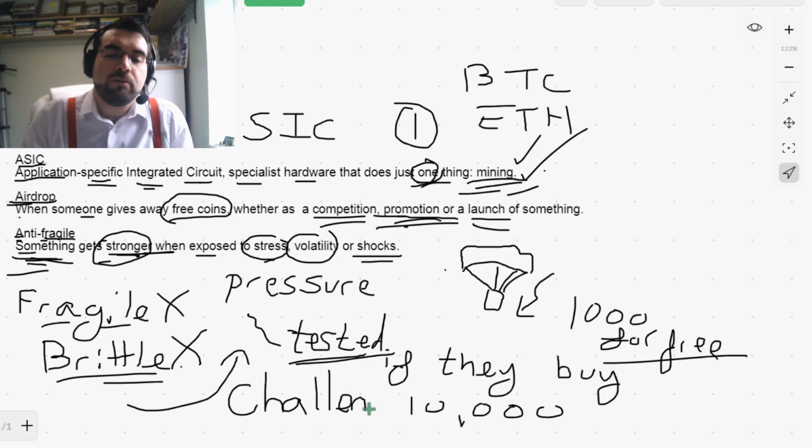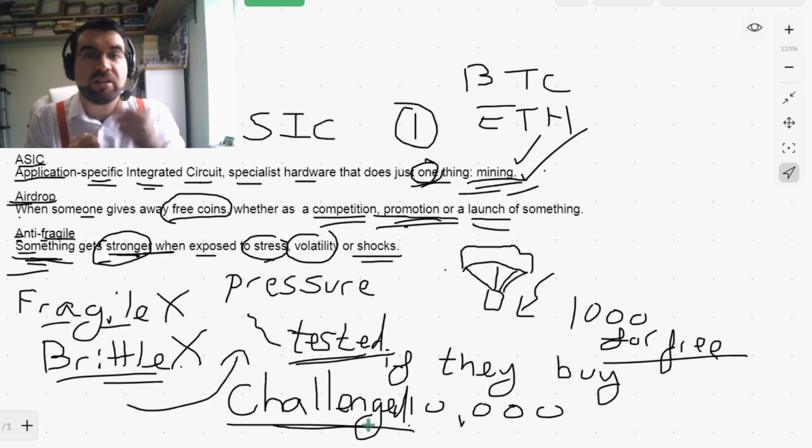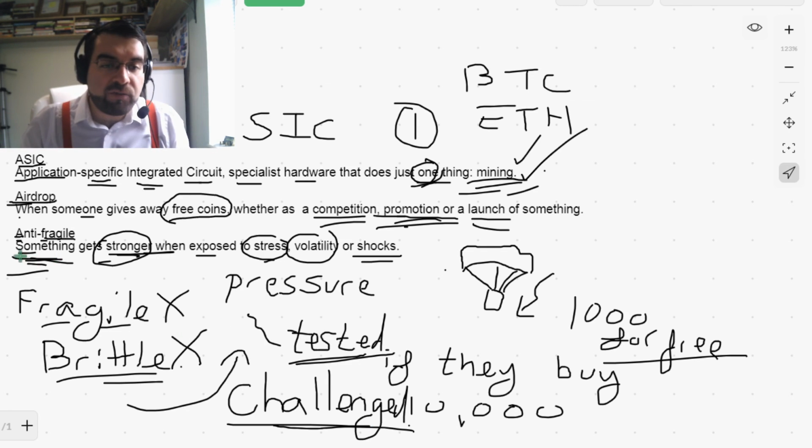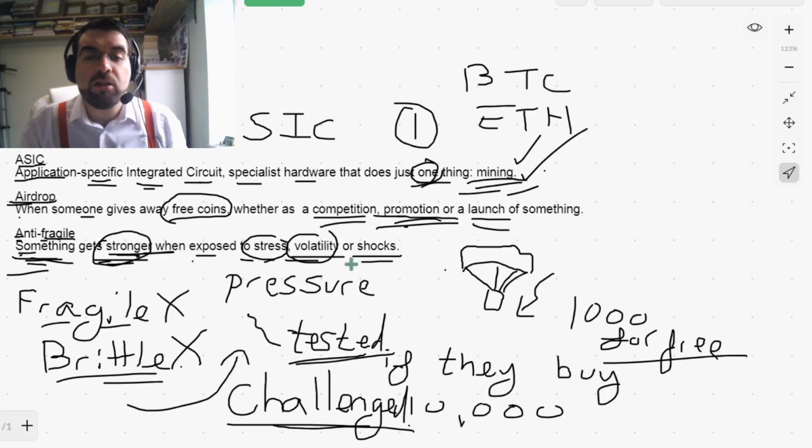That's what we want. We want to be challenged so we can improve as a person, as an entity, as a mindset, with an attitude, and beyond. So anti-fragile: something gets stronger when exposed to stress, volatility, or shocks.